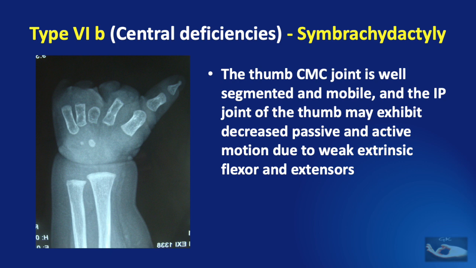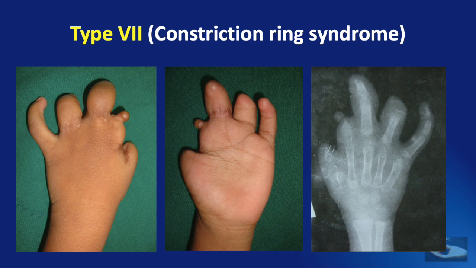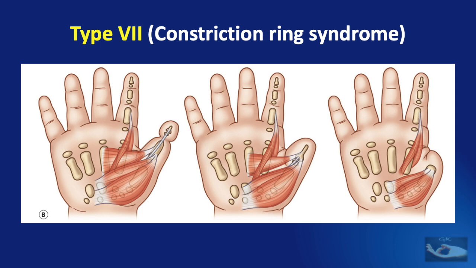You can click on the link above to see more about the different types of cleft hand, the typical and the atypical types. Type 7 of the Upton classification refers to the constriction ring syndrome, where the amniotic band sequence can affect one or all the limbs. The thumb in these hands may present with a shallow or deep constriction ring or even an amputation at any level along the skeletal ray. The phalanges at the level of the loss are characteristically narrow and taper to a distal stump. The proximal anatomy in this condition is normal.